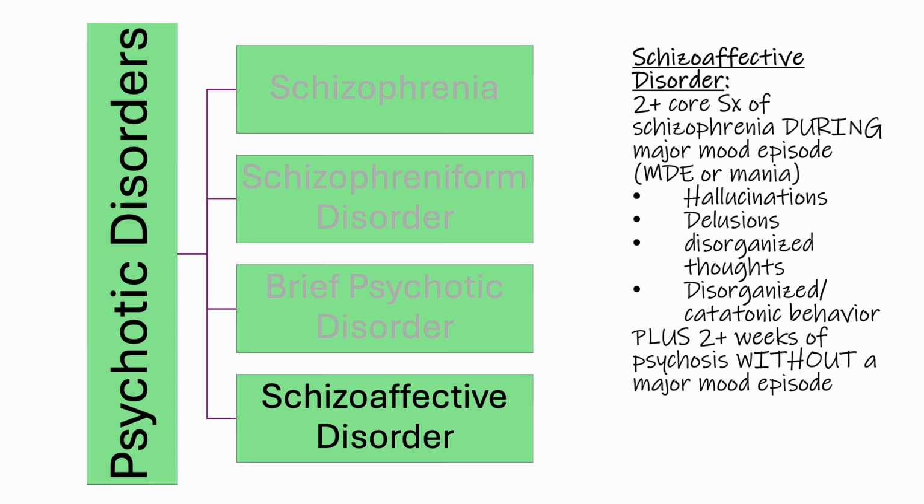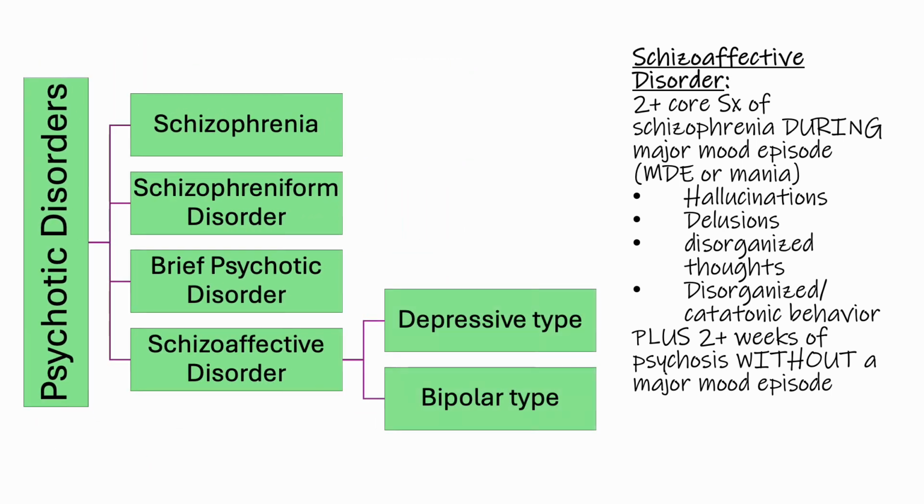The major difference between schizoaffective disorder and a mood disorder with psychotic features is that in schizoaffective disorder, there are at least 2 weeks of psychotic symptoms that are present by themselves without a mood episode. In mood disorder with psychosis, the psychotic symptoms are only present with mood and never happen by themselves. Since schizoaffective disorder can happen with either a major depressive episode or a manic episode, there are 2 subtypes: schizoaffective disorder depressive type, if a major depressive episode is present, and schizoaffective disorder bipolar subtype, if a manic episode is present.